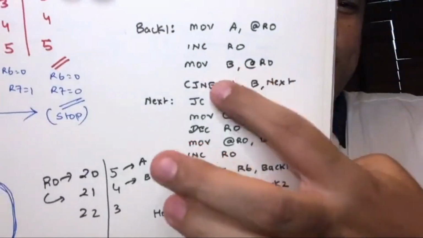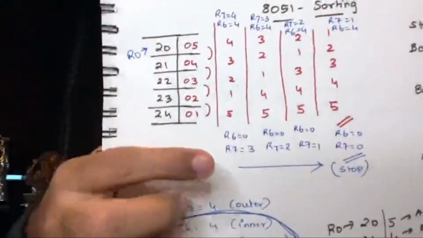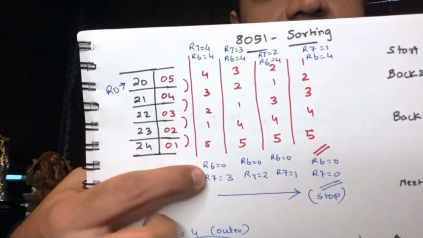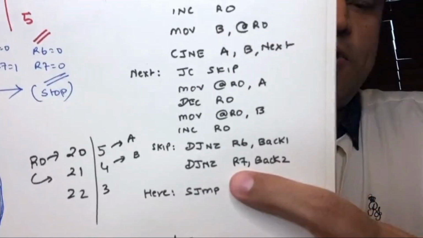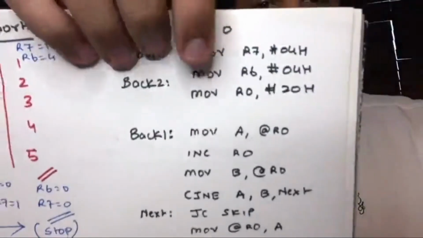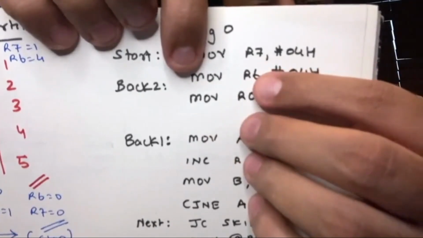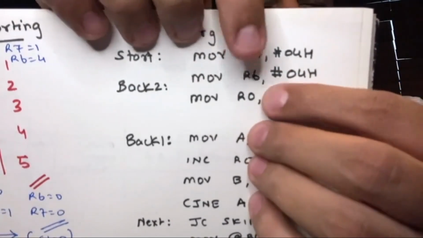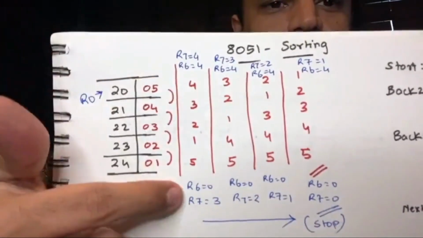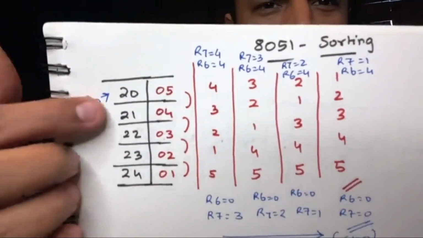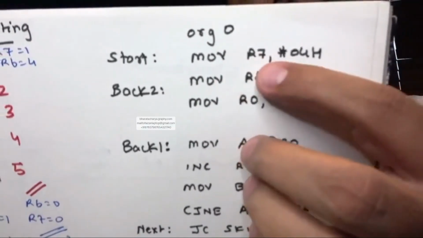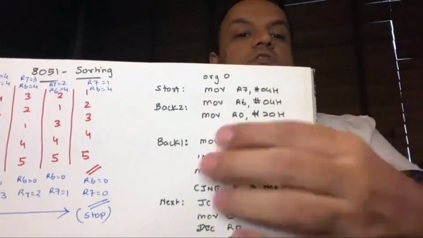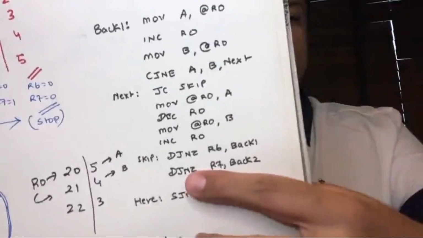When this inner loop breaks, you have reached over here. R6 has become 0. You will decrement R7, decrement your outer loop count, and go back and reinitialize the inner loop count and the pointer. Reinitialize R6 and reinitialize your pointer to the first location. The only thing which you will not reinitialize is R7. R7 will not be initialized again, which means your outer loop will happen 4 times. When your outer loop is also broken, the series is sorted.